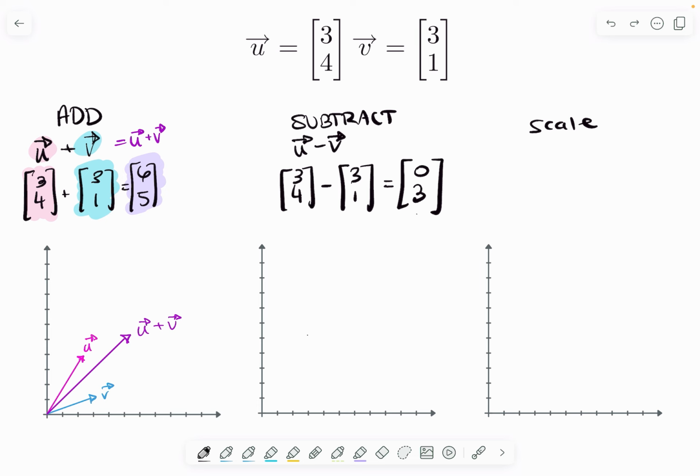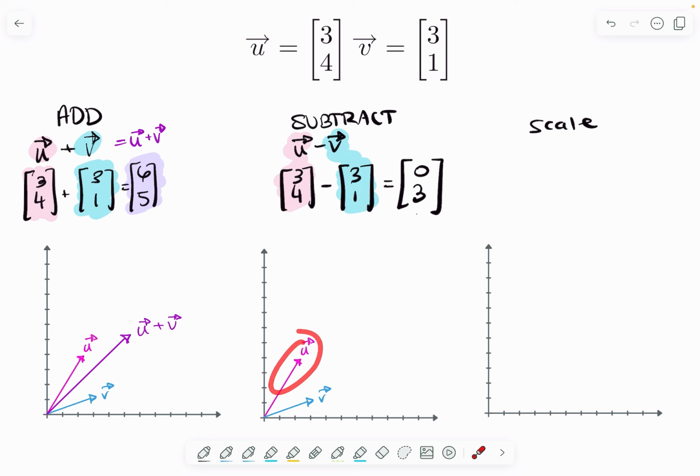What does that look like visually? Well, we already plotted these. This is vector u and this is vector v. But what is this? Well, this is vector u minus v. So that's 0 to the right, so it's just here, but 3 up. It's really just 1, 2, 3. So this here is vector u minus vector v.